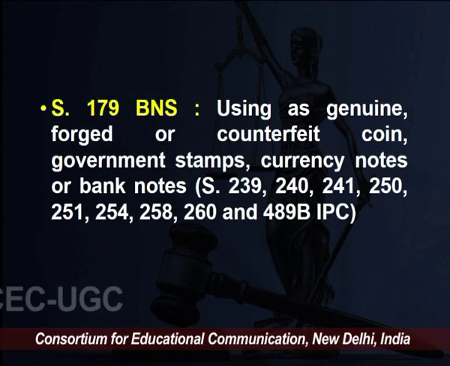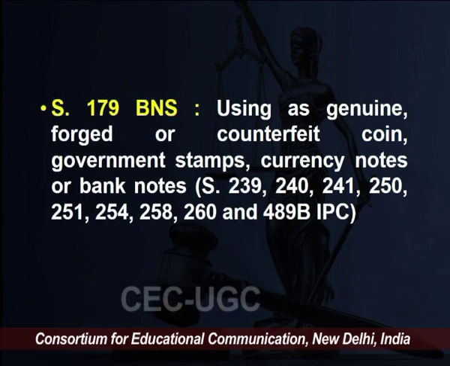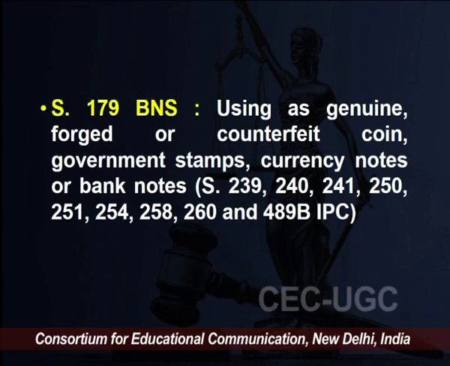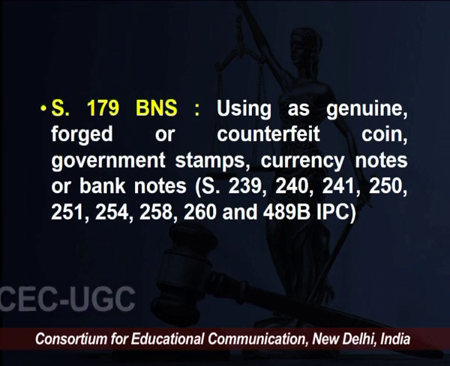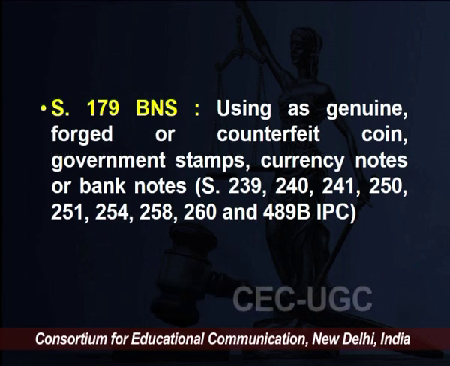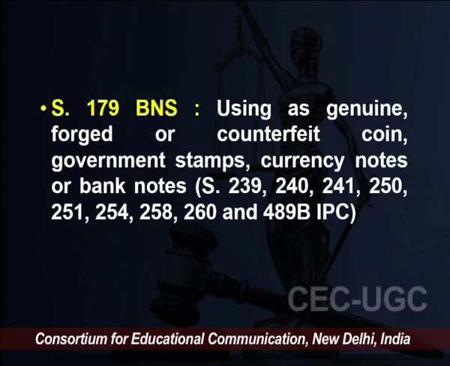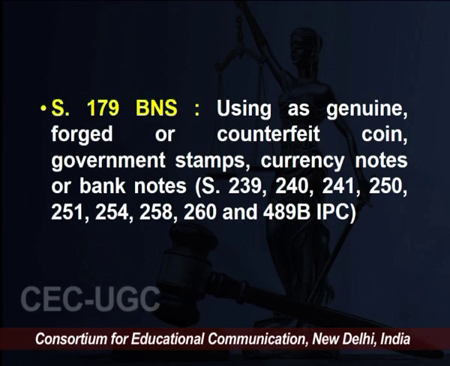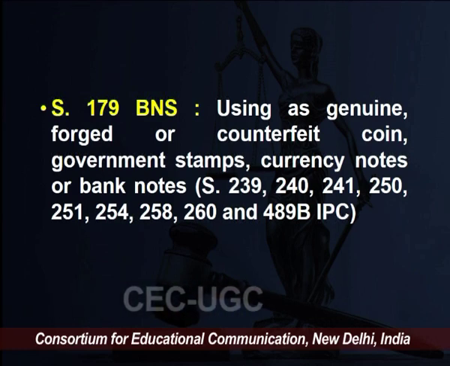See, what is not an offence is mere possession of these forged or counterfeit currency notes. Under section 179 of the BNS, that has replaced the multiple provisions of IPC, which were section 239, 240, 241, 250, 251, 254, 258, 260 and 489B. Now, this is replaced by section 179 of the BNS, which deals with using as genuine forged or counterfeit coin, government stamps, currency notes or bank notes.